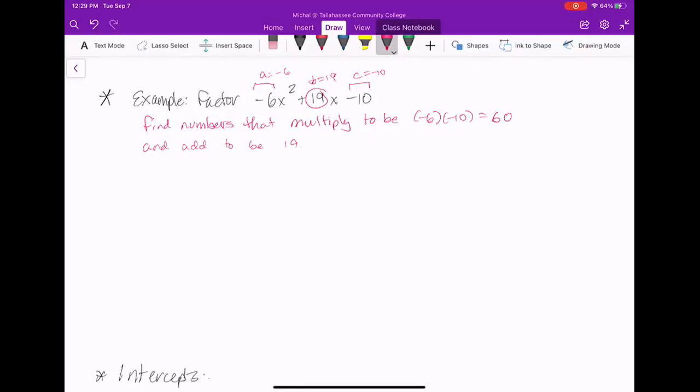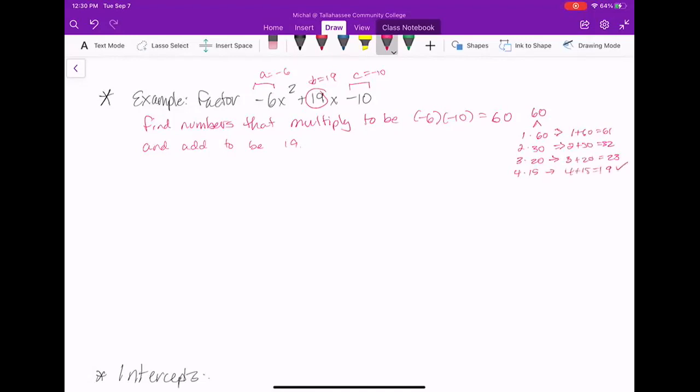So the first thing that I'm going to do is think of numbers that multiply to be 60. So 60 is equal to 1 times 60, which is 61 if I add it. So that's too big. It's also 2 times 30. But if I add those, I get 32. It's also 3 times 20. But 3 plus 20 is 23. And it's 4 times 15. 4 plus 15 is 19.